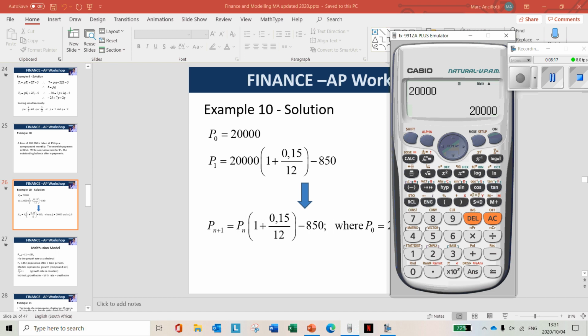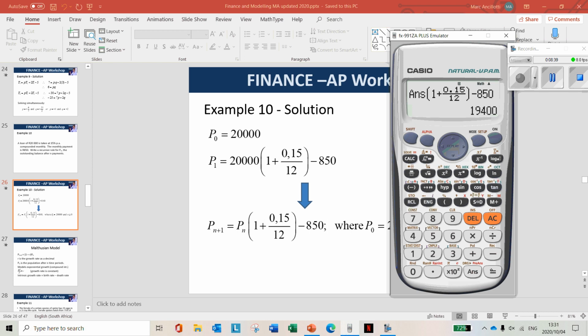Press equals, and now that's storing as the answer. And then I'm going to say, okay, well, the population, whatever it is, now is going to grow at that 15%. And of course, write 15% if you prefer. And I want it per month. And then I minus 850.